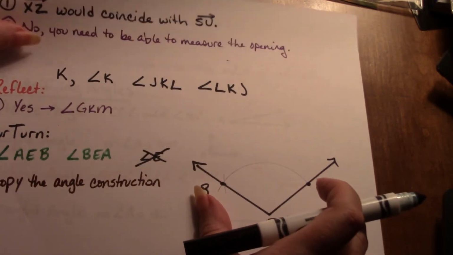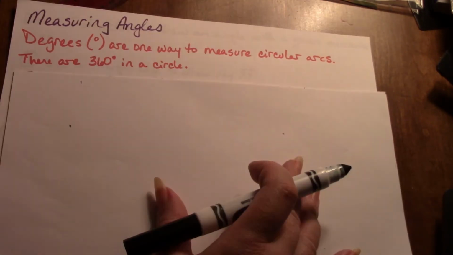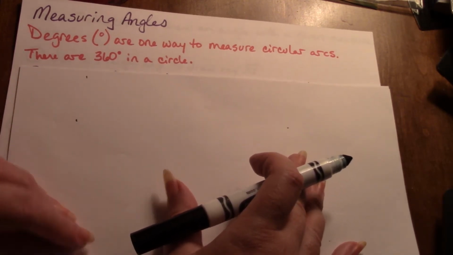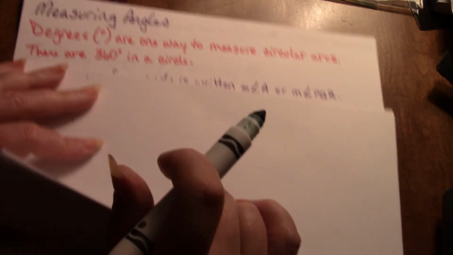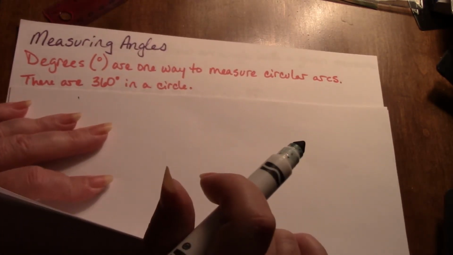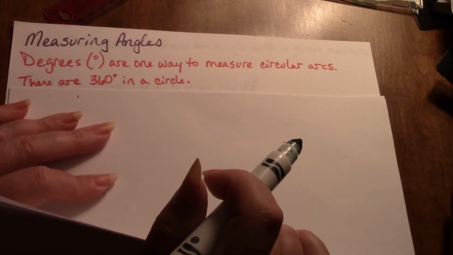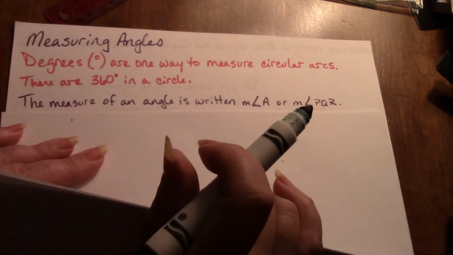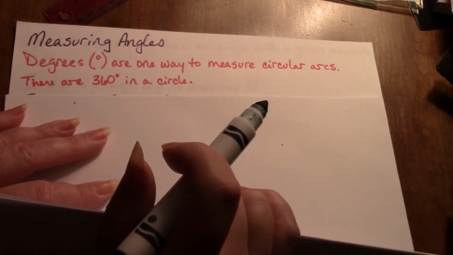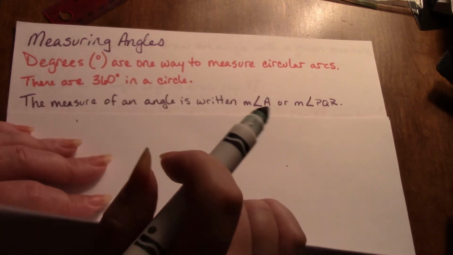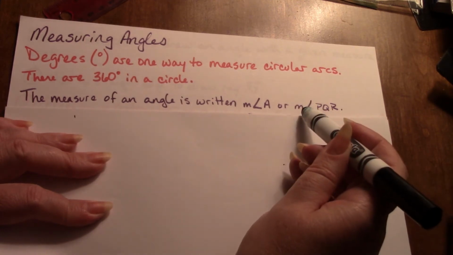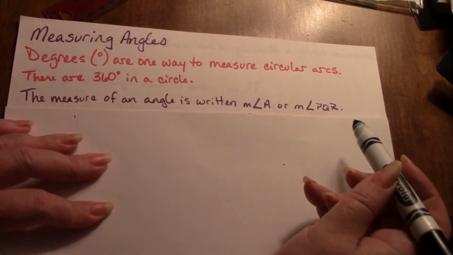And we are on to measuring angles. We usually measure angles in degrees. There are 360 degrees in a circle. I don't know how they first came up with this because it's not a convenient number at all, but luckily they still haven't made time metric. The measure of an angle is written m angle A, or m for measure of angle PQR.